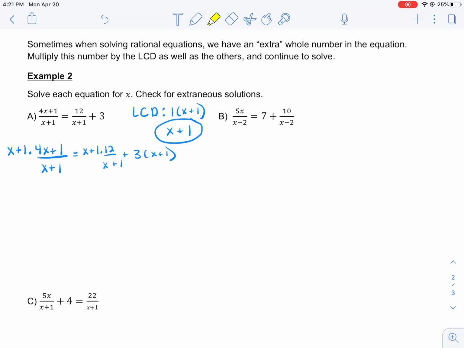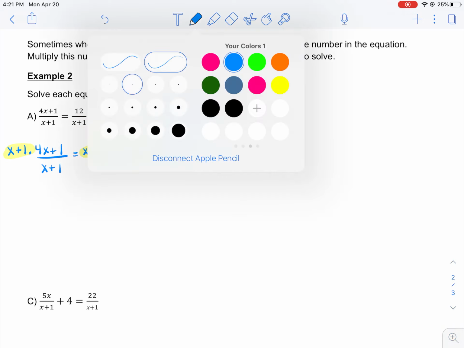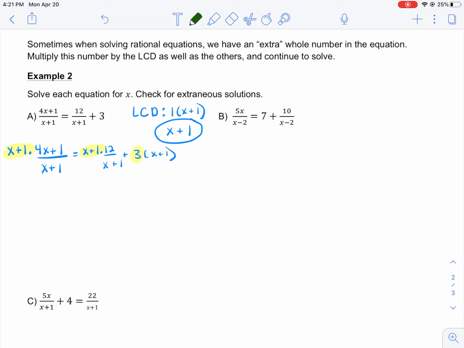Okay, so I'm going to highlight so you can see. I multiplied the first term by x plus 1. I have my equal sign. I multiplied the second term by x plus 1. And then I multiplied the third term by x plus 1. Okay, so now I can cross out. Think of this as x plus 1 over 1.